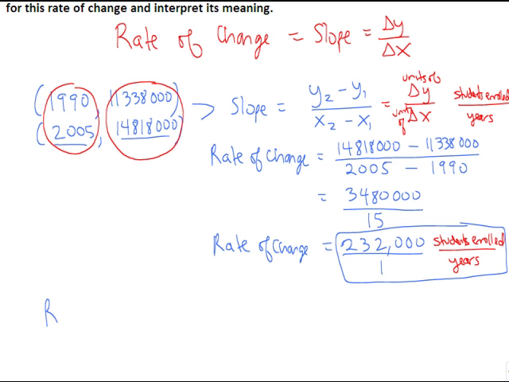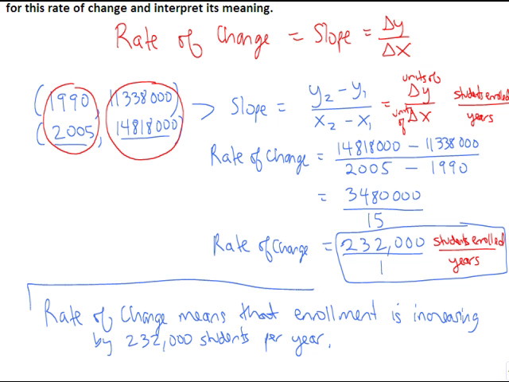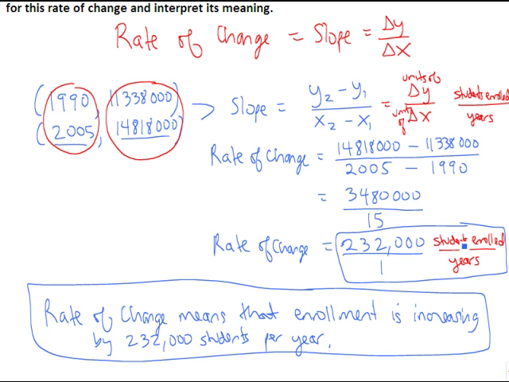So our rate of change means that enrollment is increasing, again because our slope was a positive number, by 232,000 students per year. So to get the units of your rate of change, take the units of y over the units of x, and then you're just going to interpret that by writing it as a sentence. Okay, that concludes our lesson on slope. Good luck.